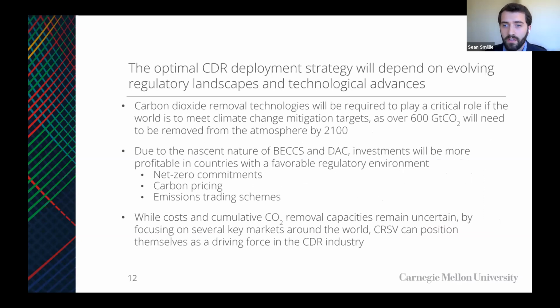And to conclude, carbon dioxide removal technologies will be required to play a critical role if the world is to meet climate change mitigation targets, as over 600 gigatons of CO2 will need to be removed from the atmosphere by the end of the century. Due to the nascent nature of BECCS and DAC, investments will be more profitable in countries with a favorable regulatory environment. And while cost and cumulative CO2 removal capacities remain uncertain, by focusing on several key markets around the world, CRSV can position themselves as a driving force in the CDR industry.